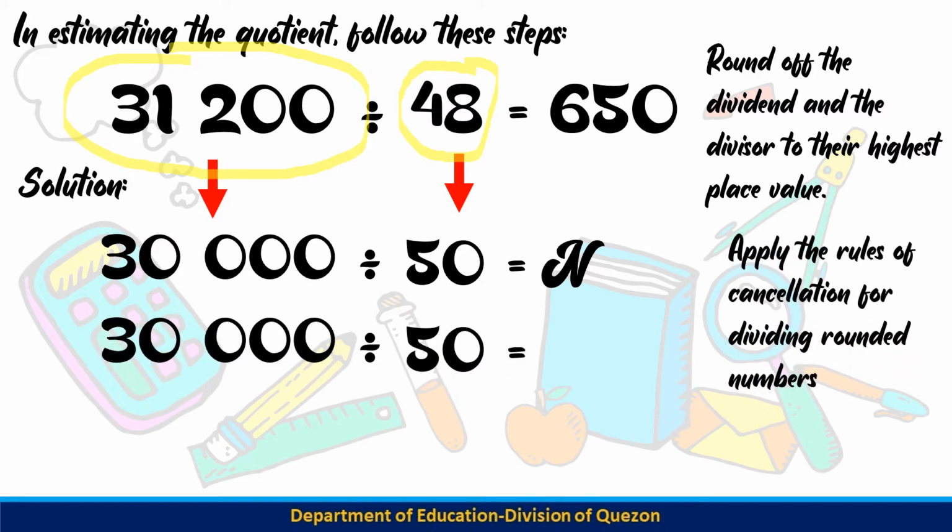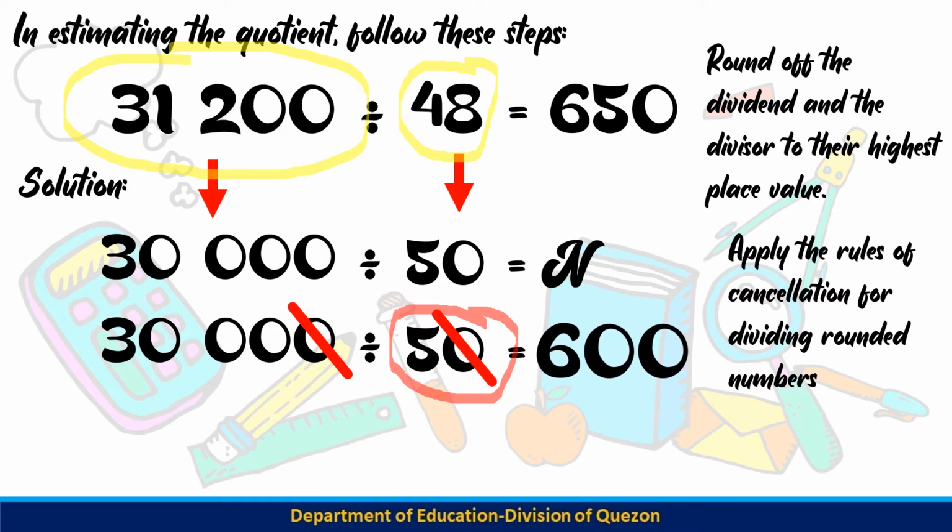Second step. Apply the rules of cancellation for dividing rounded numbers. Okay, magka-cancellation tayo. Tingnan muna natin ang divisor. How many zeros do we have in the divisor? We have only 1. So meaning, ika-cancel na natin yung 0 sa divisor. Kung ilan ang 0 sa divisor, yun lang din ang bilang ng 0 na ika-cancel natin sa dividend. Okay, we have only 1 zero na ika-cancel natin. The answer is 600, or 3,000 divided by 5 is 600.